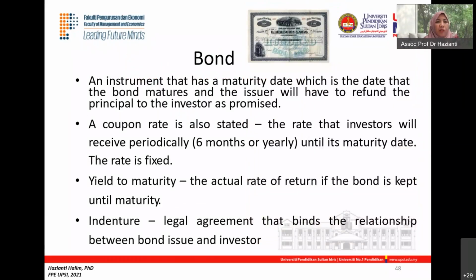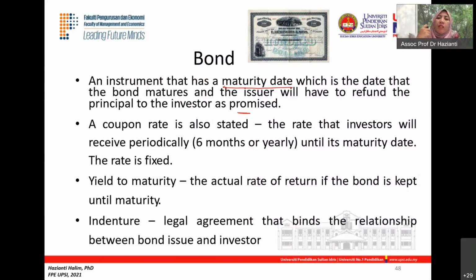Okay, what is bond? Alright, so bond is an instrument that has a maturity date. This is the difference between bond and also stock. Stock tak ada maturity date. Bond dia ada maturity date, which is the date that the bond matures, and the issuer will have to refund the principal to the investor as promised. Okay, because for common stock is your investment, bond is like loan.